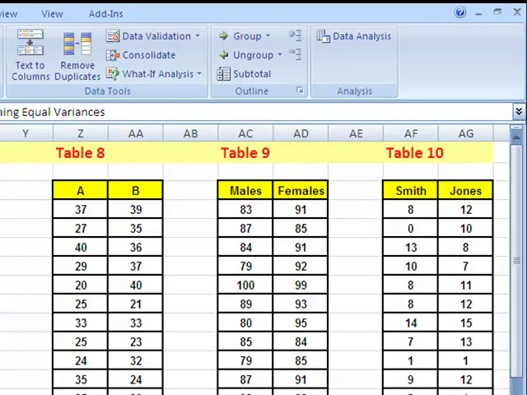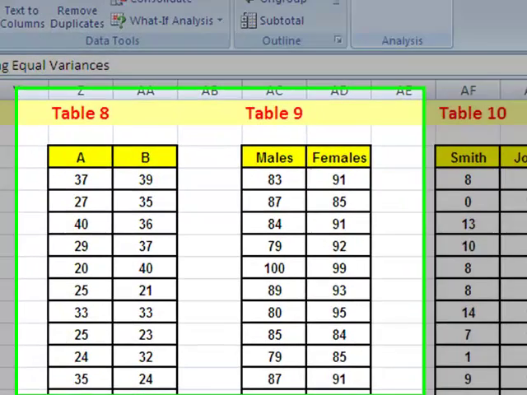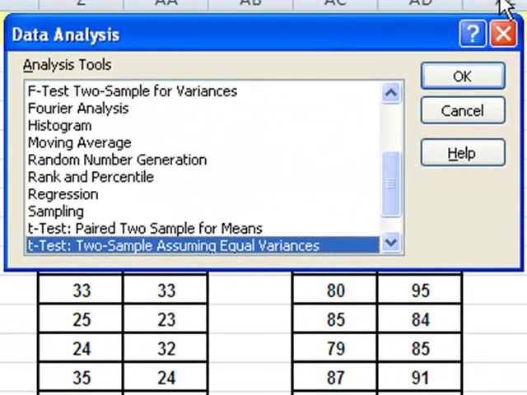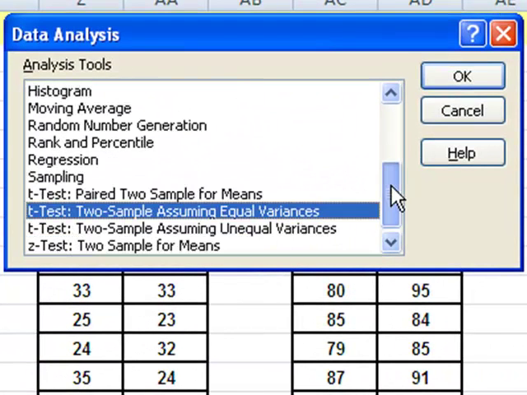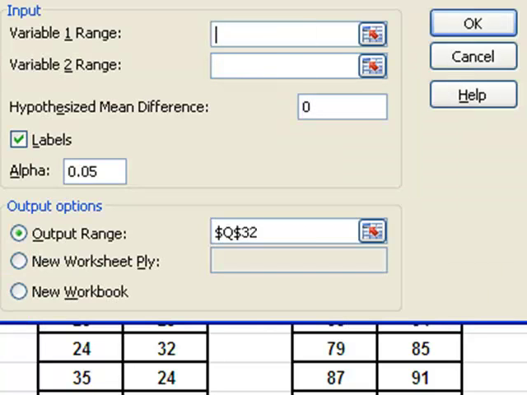So that means we're going to do a t-test, and we're going to do a t-test of two samples assuming equal variances. So go up to Data, over to Data Analysis, and we're brought up to this particular box. We go down until we find t-test two sample assuming equal variances. Click OK, and we're brought to the box where we input our variable 1 range.